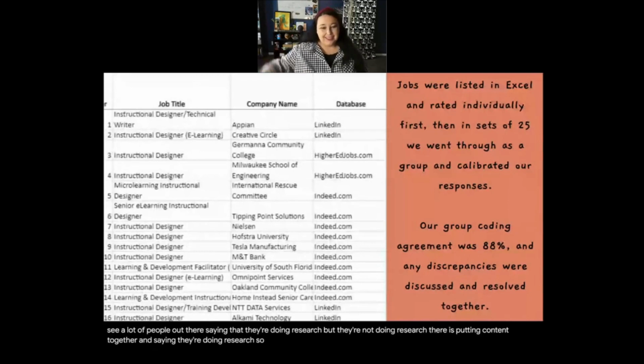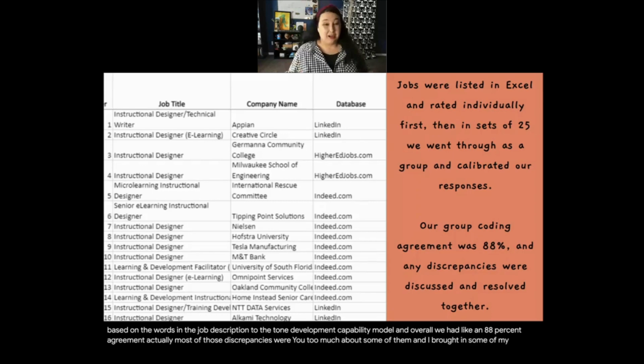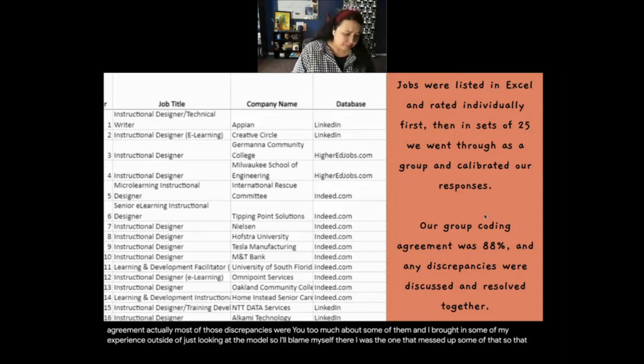So we listed it in sets of 25, and then we went in and rated it based on the words in the job description to the talent development capability model. And overall, we had like an 88% agreement. Actually, most of those discrepancies were from me because I think I thought way too much about some of them, and I brought in some of my experience outside of just looking at the model. So I'll blame myself there. I was the one that messed up some of that, so that's on me.